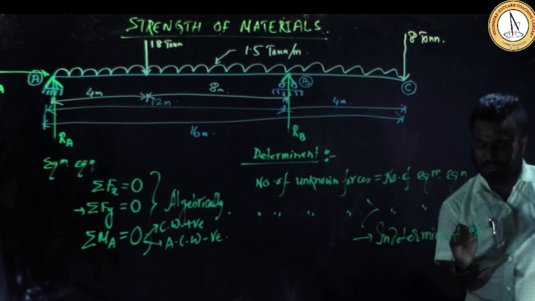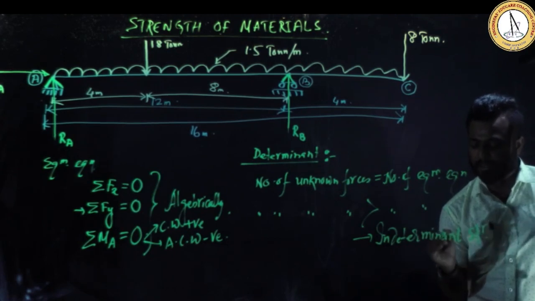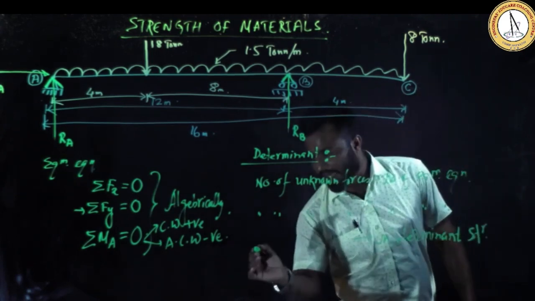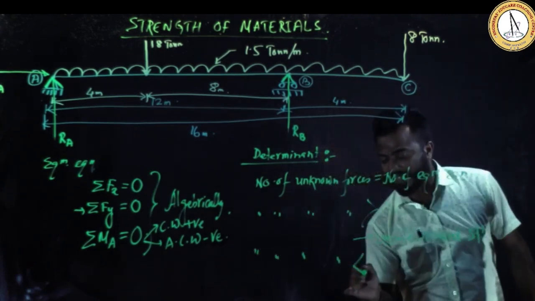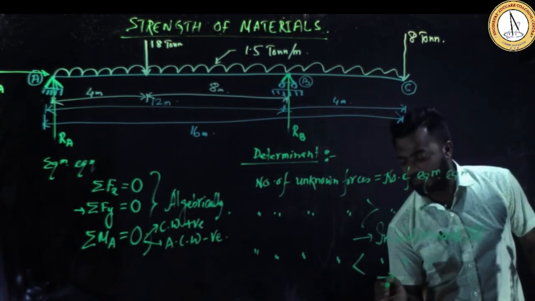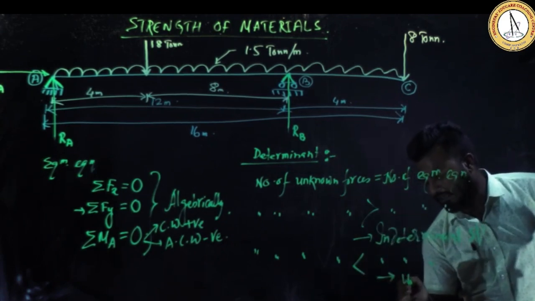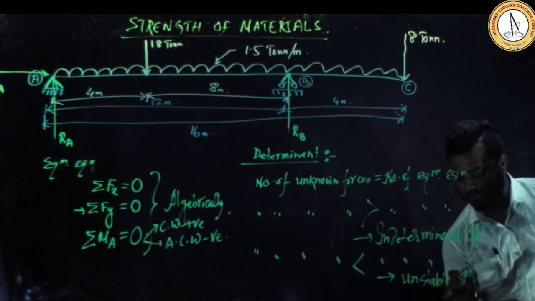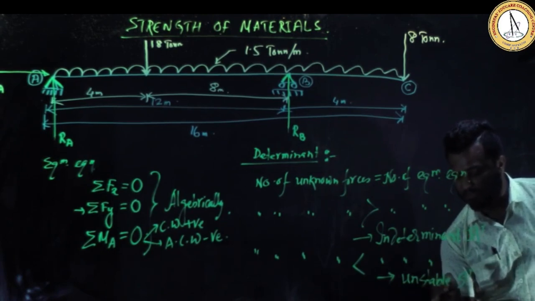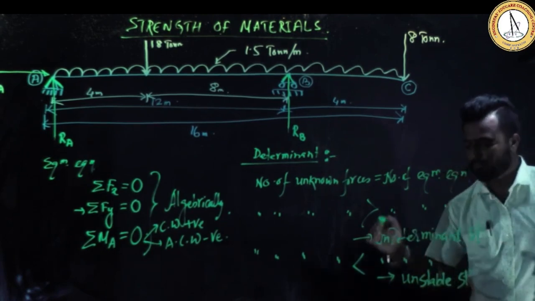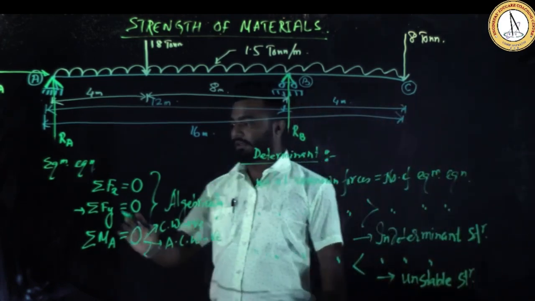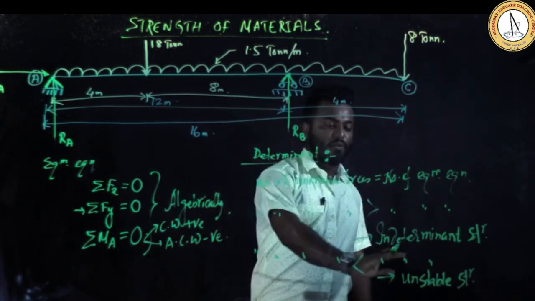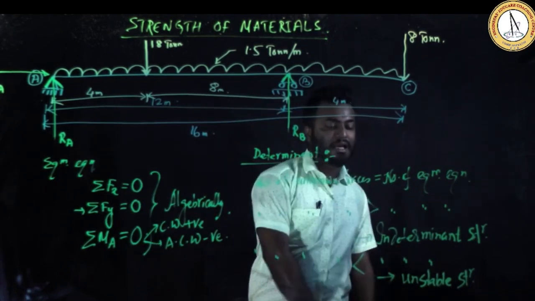Okay? When the number of unknown forces is more than the number of equilibrium equations, the structure will be called indeterminate. Similarly, when the number of unknown forces is less than the number of equilibrium equations, the structure will be called an unstable structure. I hope you got the point. This is how we can determine whether a structure is determinate, indeterminate, or unstable.